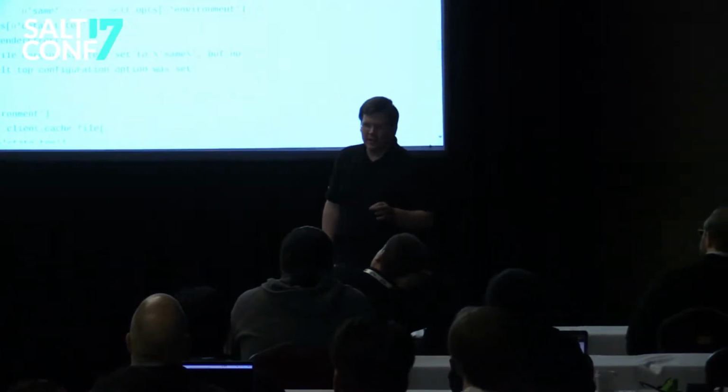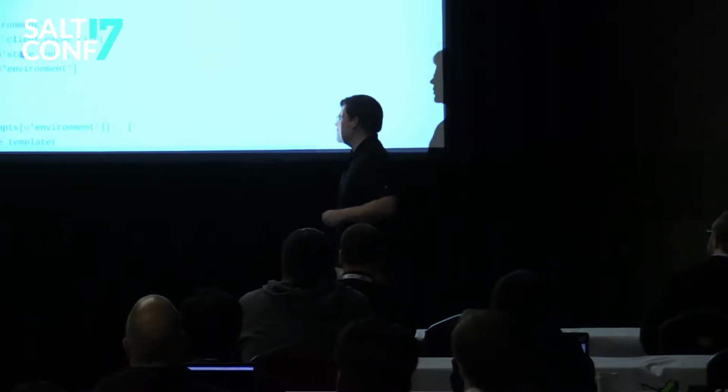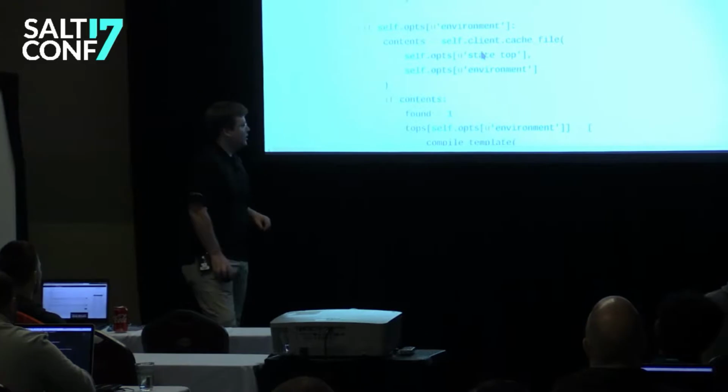The first thing that's going to happen when you call a high state is that we're going to download the top file. So when we call get tops, the first thing that we do is go out and grab that top file from the master. And I say master, it's really going through the file client interface.